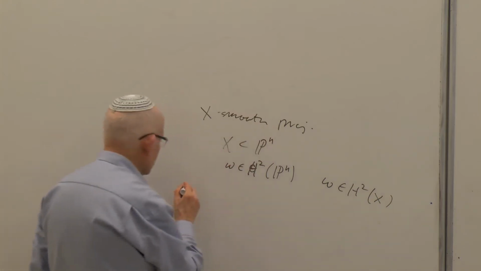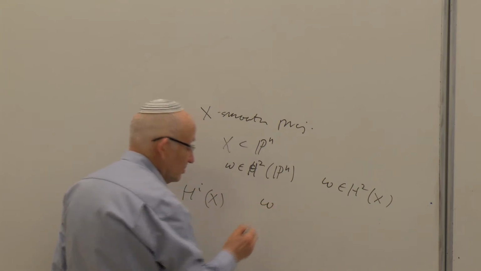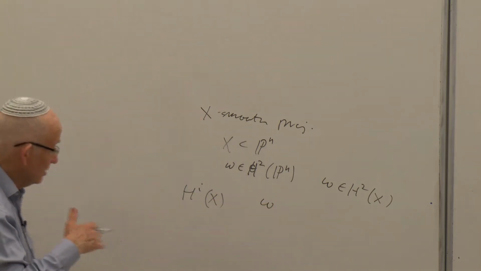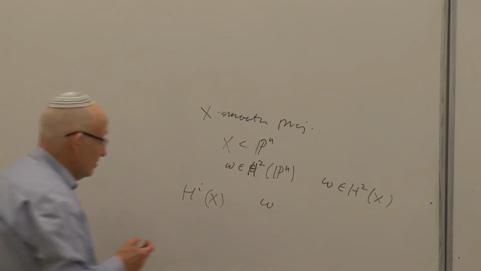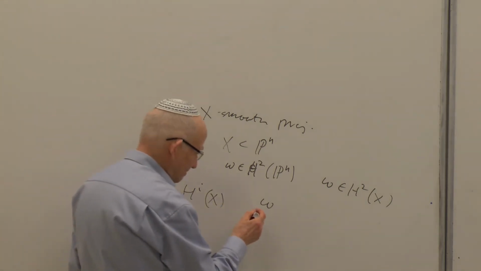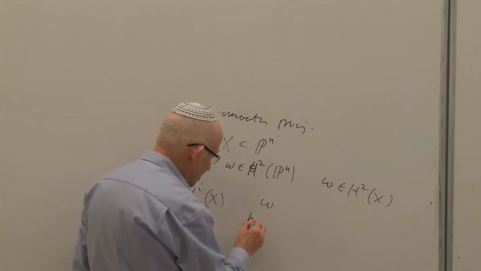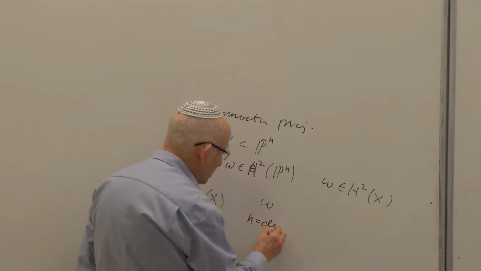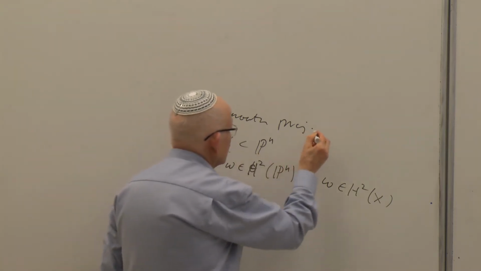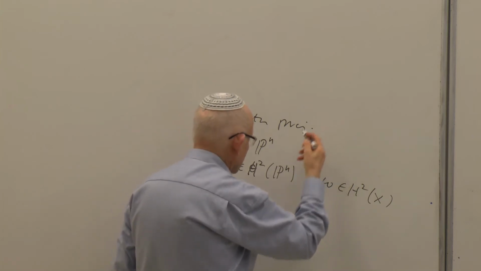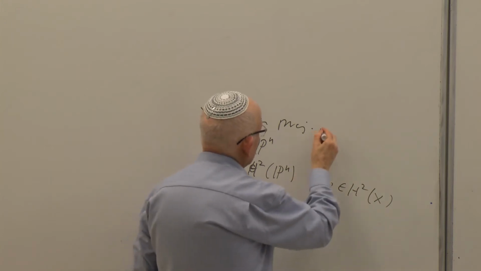You consider the cohomology of X and the operation of multiplication by omega. This operation has degree plus 2. The claim is that you can also consider an operator H, which has degree minus m, where X is smooth projective of dimension m.